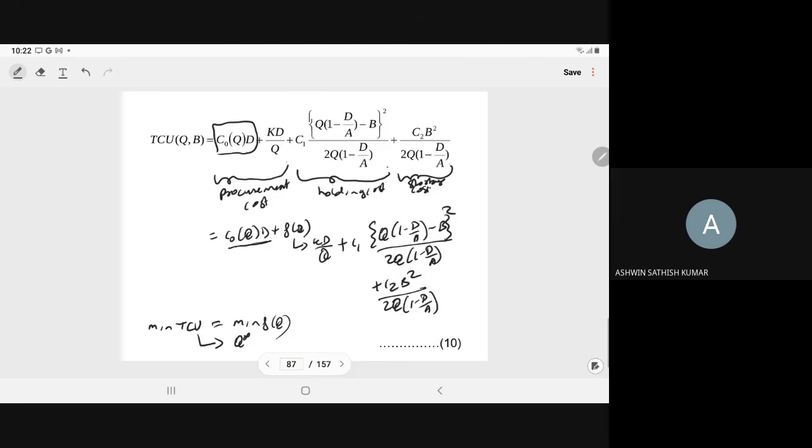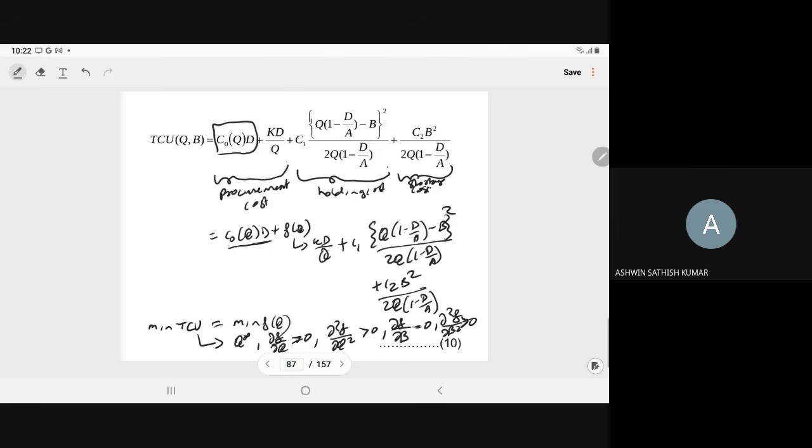So here we have to compute the Q star. For the Q star, what do we have to check? Del F by del Q must be 0 and del 2F upon del Q2 must be greater than 0. Here B is also a function of Q. As we saw in model third, first we compute del F by del B, and then we check that del 2F upon del B2 is greater than 0.